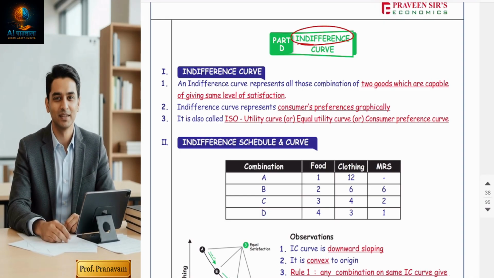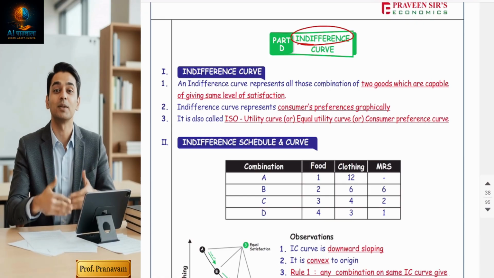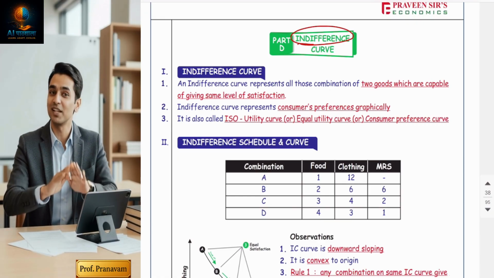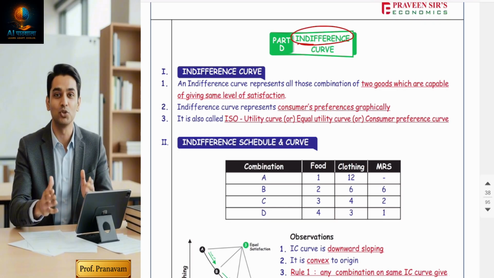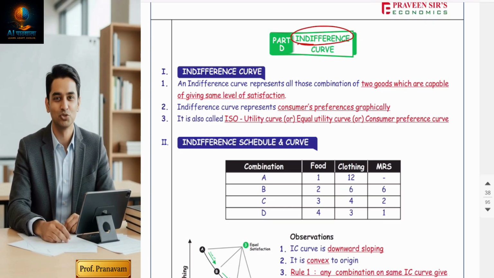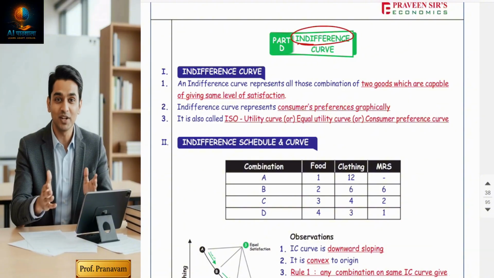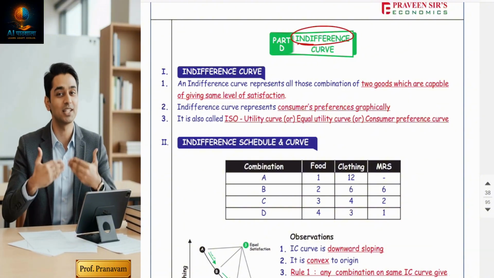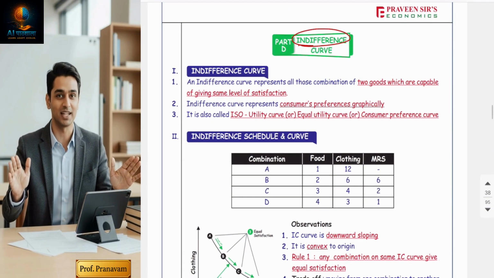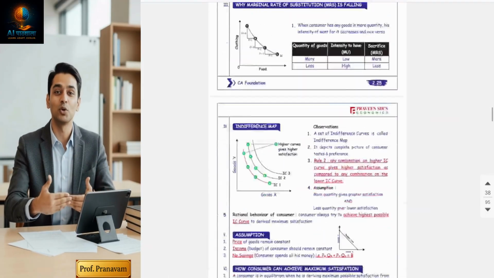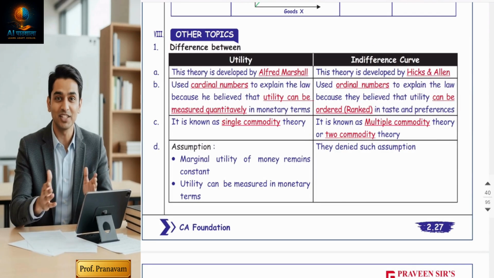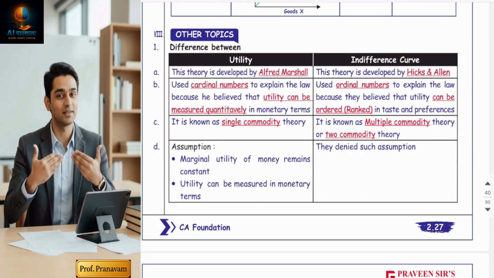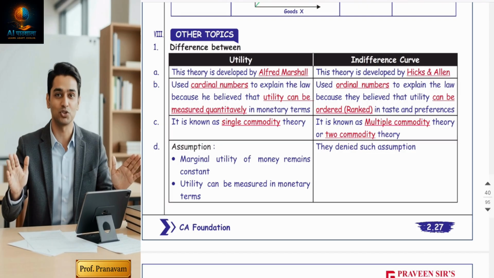Now see, difference means not same, something different. Indifference means same. Now when things become same, people always remain confused, right? But before getting into this theory, what is this confusion and why are we studying this confusion curve? Let's first understand the difference between utility and indifference curve on page number 2.27.